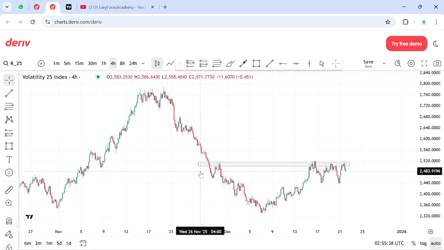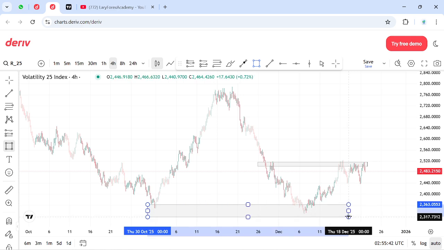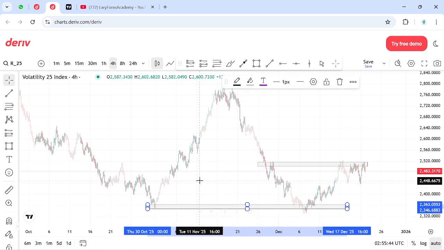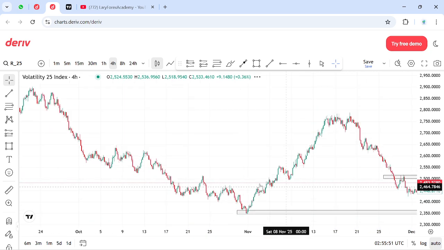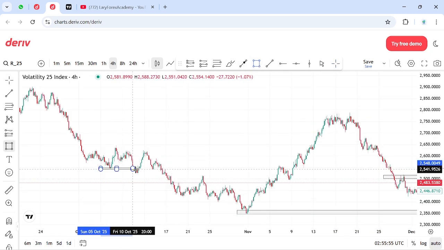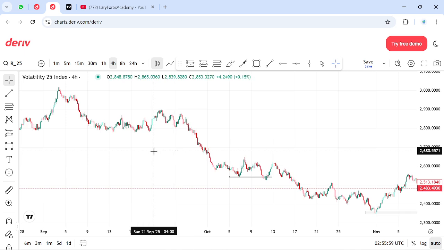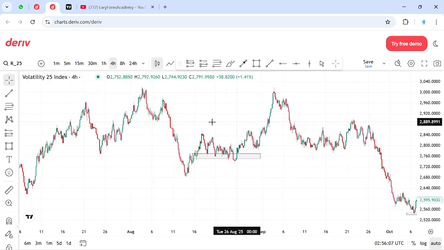So we have 4 areas where price reacted from at the same time, basically telling us this is a resistance level. Now let's look at the bottom. At the bottom we have this one, we have this. So at the bottom we have this, which is telling us this is a support level. We also have this area, which is telling us this is a support level. We have this area, which is telling us this is a support level also.